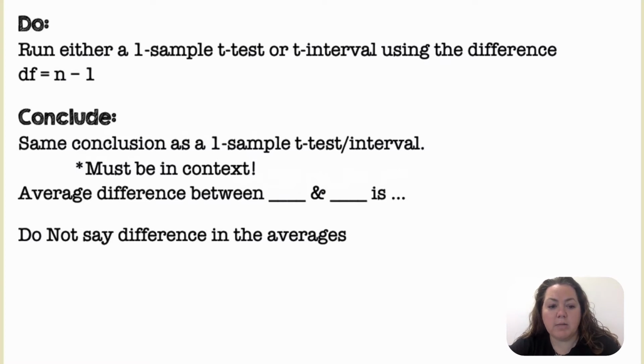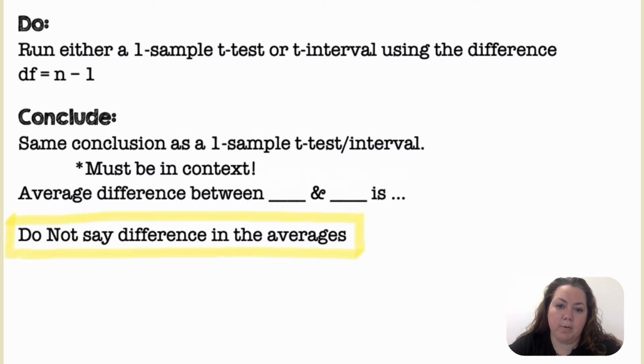Our conclusion is going to be the same as our one sample t-interval or t-test, and it needs to be in context. All right, so the average difference between blank and blank is, and we want to make sure that we don't say the difference in averages, because that would be a two sample t-test or t-interval.